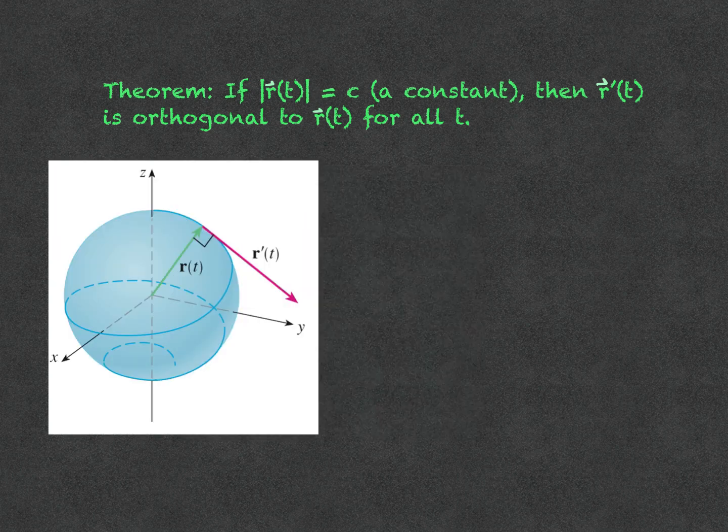And based on the theorem above, remember that the dot product equals 0 if it's orthogonal. So if you have that r prime of t is orthogonal to all r of t, then we know that our dot product with r of t has to equal 0. So that's an interesting result to look at.